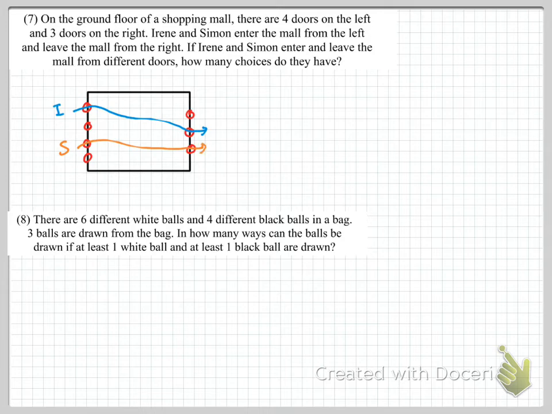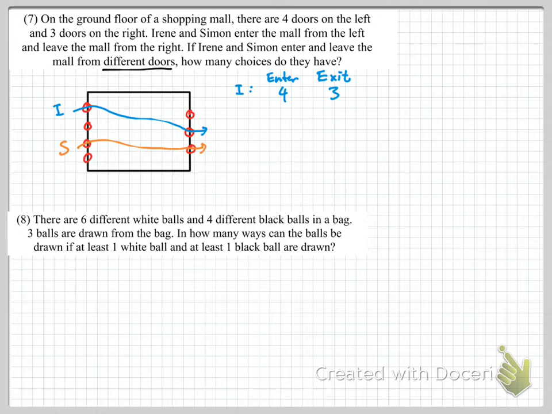The thing is, they will leave and enter the mall from different doors. So Simon and Irene will not use the same door. So how many choices do they have? First, think about Irene entering and exiting. How many ways can she enter the mall? There are 4 different ways because there are 4 doors for her to choose from. How many ways to exit? There are 3 ways to exit.